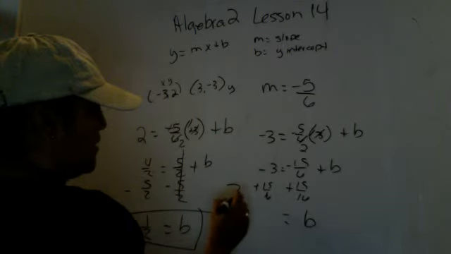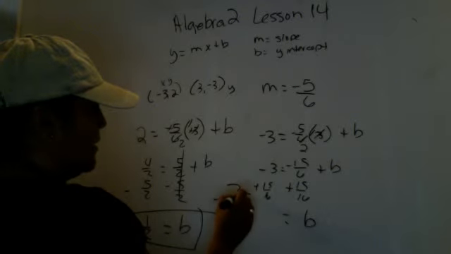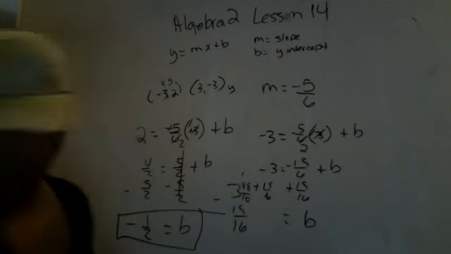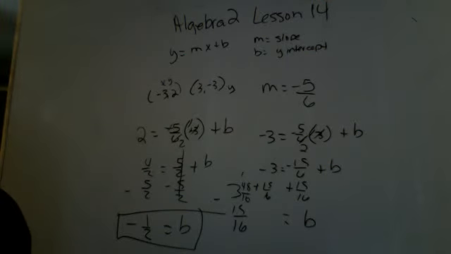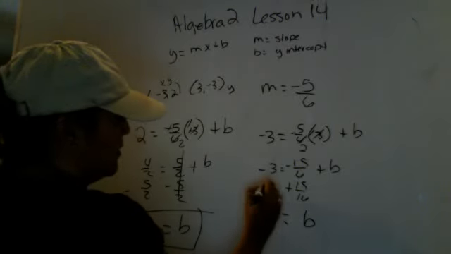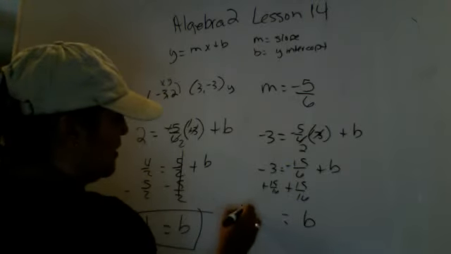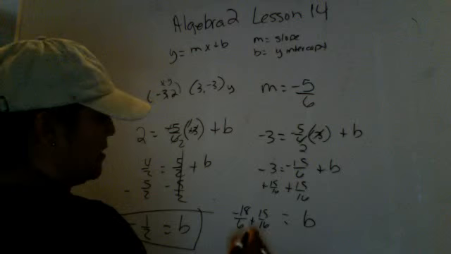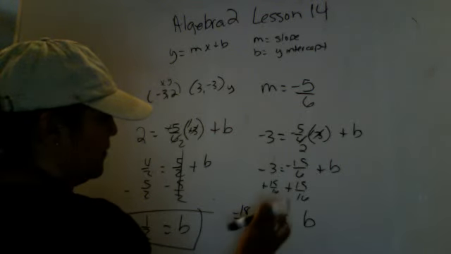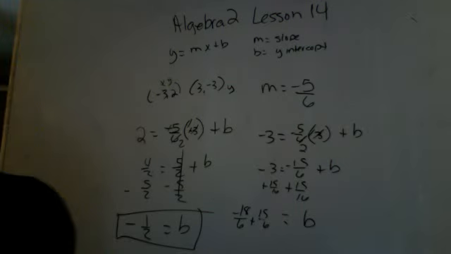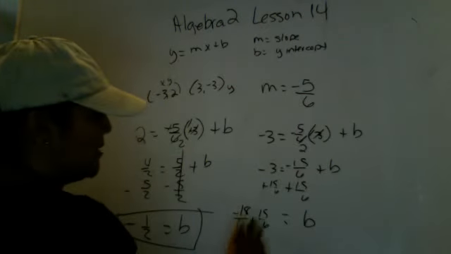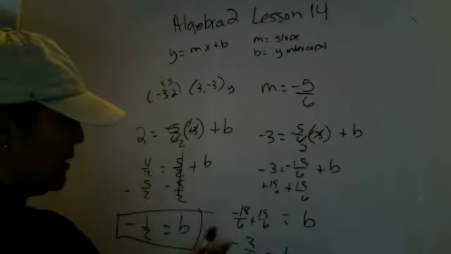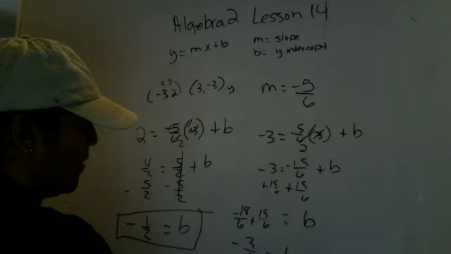negative 3 minus that. We can rewrite that and say negative 18 over 6 plus 15 over 6, which gives me 3 over 6, negative 3 over 6 because 18 is bigger, or simply negative 1 half is equal to b.